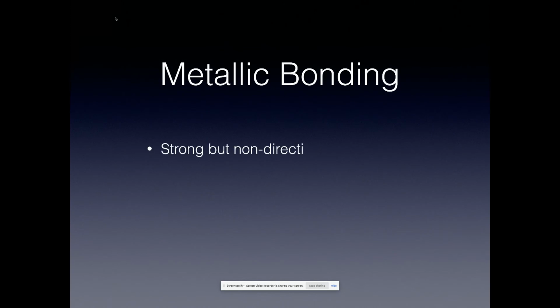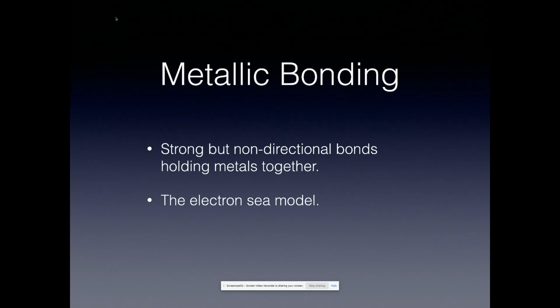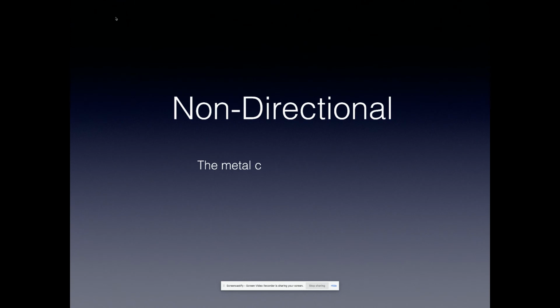So this metallic bonding stuff. These are strong but non-directional bonds that hold the metals together. Since they are not pointing in like sp3 hybridized orbitals or something like that, we say they are not directional. Okay. It is often described as the electron sea model. Non-directional, so we can shape things.